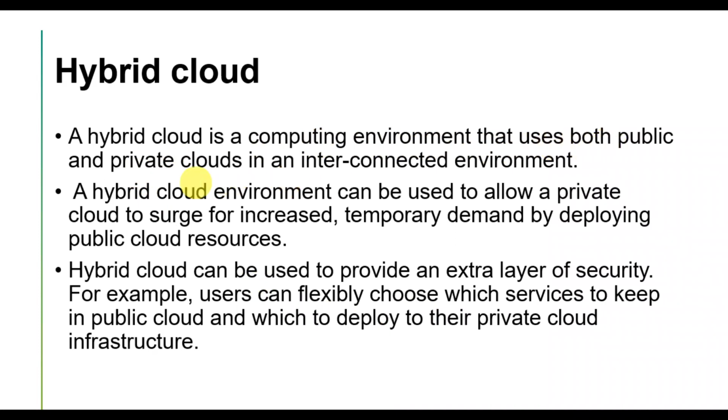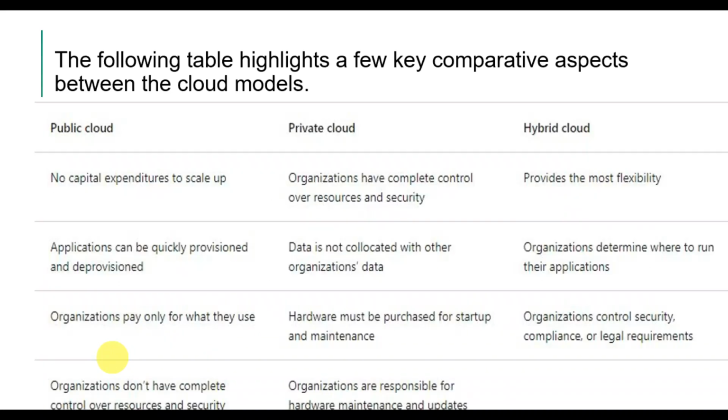Hybrid cloud is a computing environment that uses both public and private clouds in an interconnected environment. A hybrid cloud environment can be used to allow a private cloud to surge for increased temporary demand by deploying public cloud resources. Hybrid cloud can be used to provide an extra layer of security. For example, users can flexibly choose which services to keep in public cloud and which to deploy to their private cloud infrastructure.